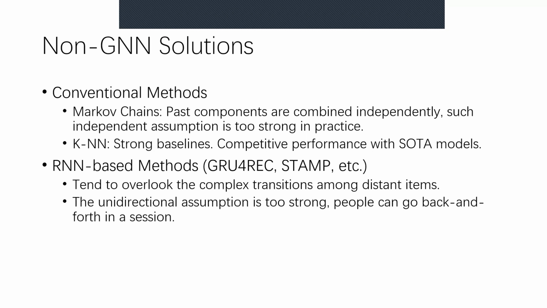The KNN methods can actually be very strong baselines and have even competitive performance with the SOTA deep learning methods. Before GNN, RNN-based methods were also popular, but these methods tend to overlook the complex transitions among items. Also, the unidirectional assumption is too strong because, unlike natural language, where the order of words is very important, in a session people can go back and forth, so the order is not that strong.